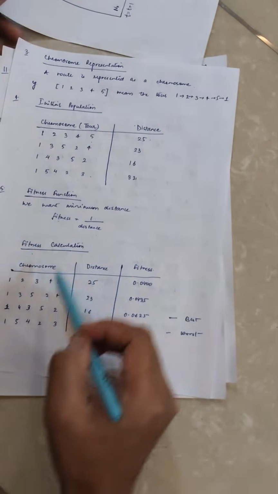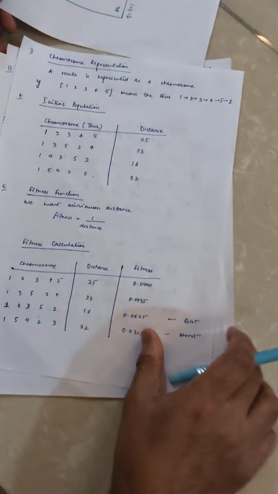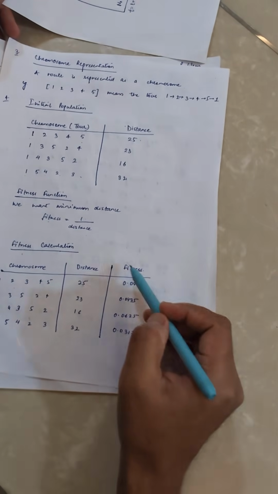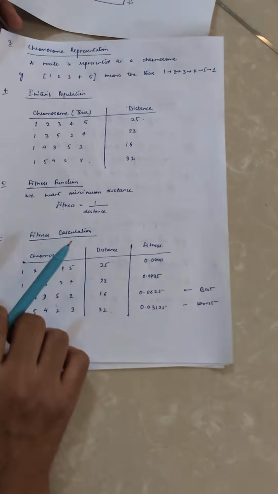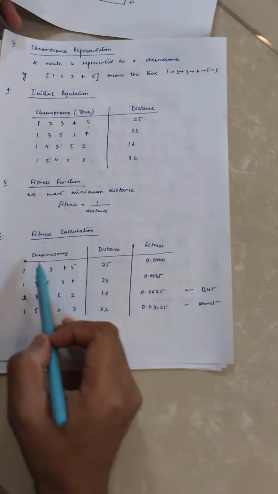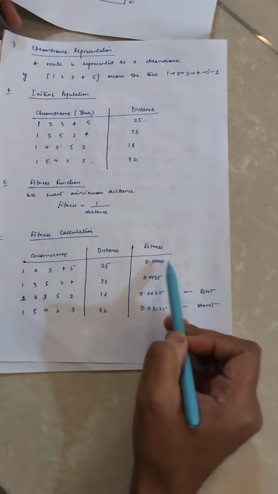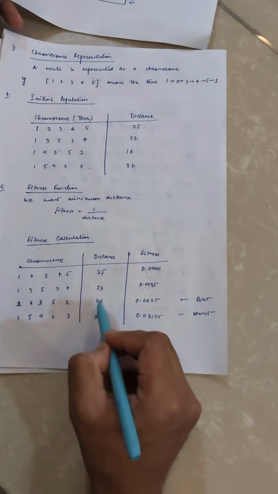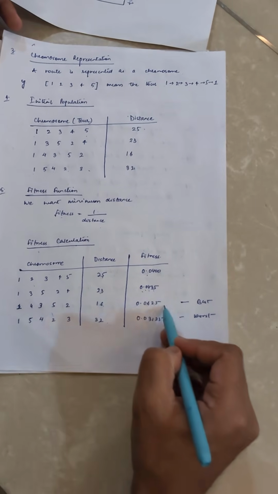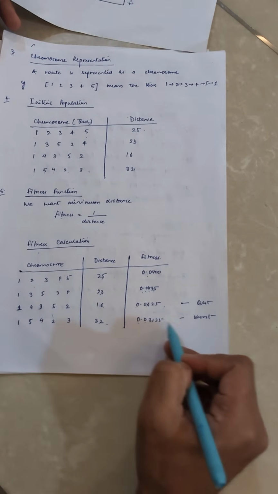So let's write all the chromosomes that we initially selected and the distances. Then fitness is simply 1 by distance, right? So what we'll do is fitness is 1 by distance. So 1 by 25 is 0.04. 1 by 23 is 0.0435. 1 by 16 is 0.0625. 1 by 32 is 0.03125.